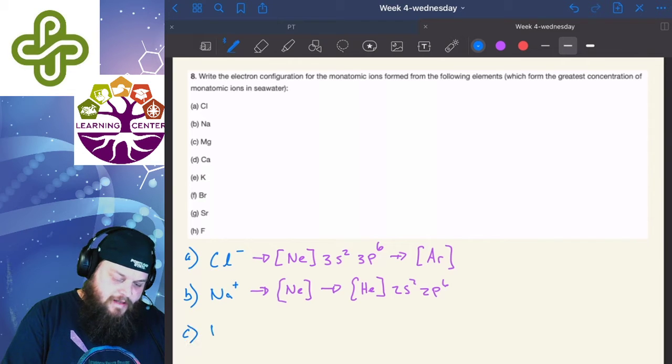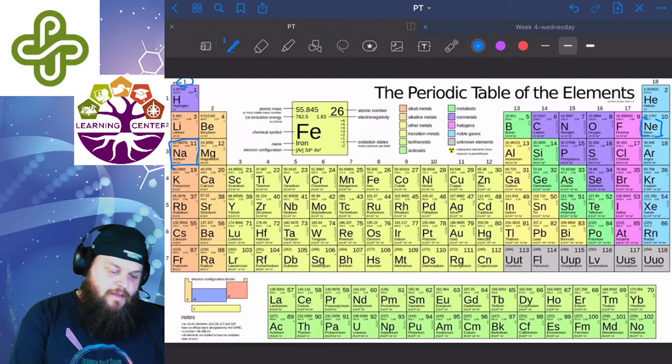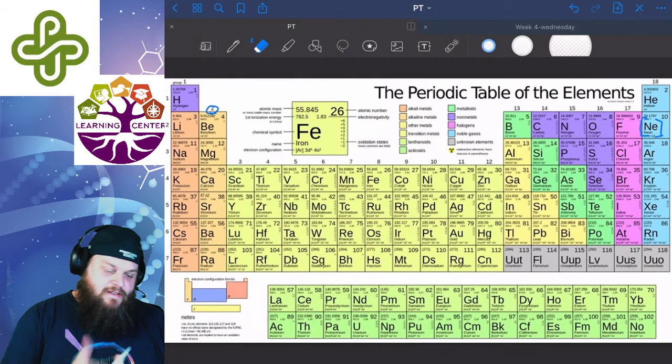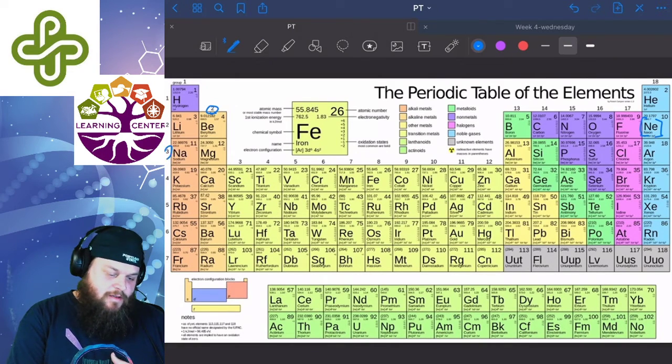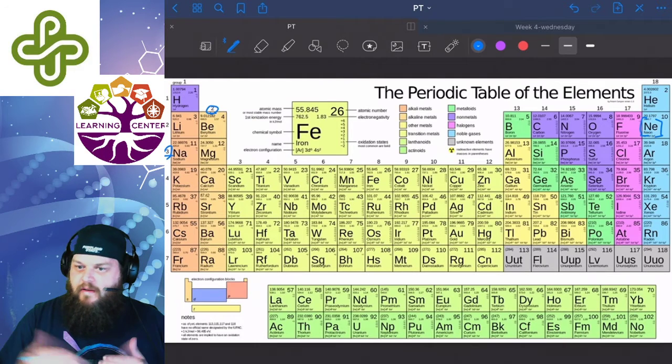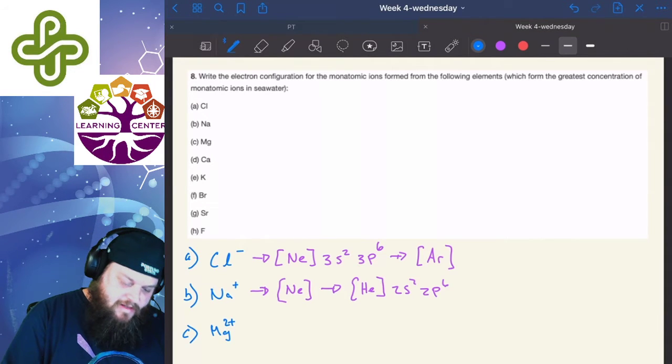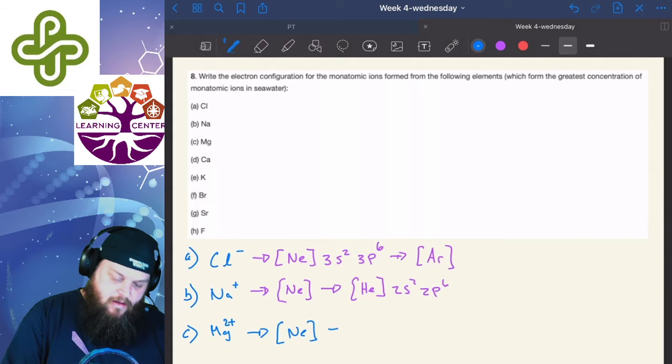Part C, magnesium. That would be a 2+, because magnesium is one of your alkaline earth metals, that second column there. They're always going to ionize as a +2. It's going to lose both of its 3s electrons. So that's the third period still. So it's going to actually be the same as sodium plus, with just a neon core. And we could write that also, same idea, He 2s2 2p6.